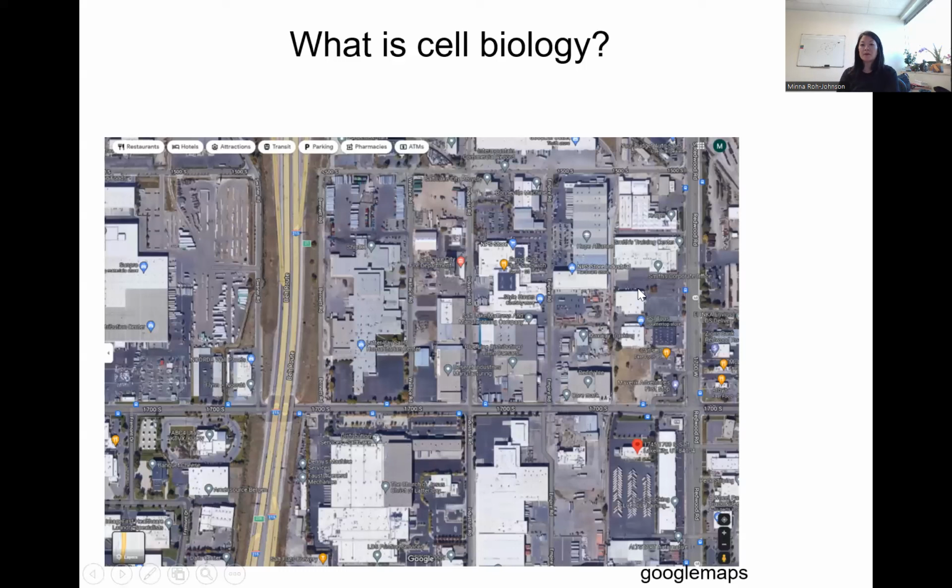And so when you think about how you might infer a function in a cell for a particular protein or a complex of proteins, you might be thinking, well, what if I were to look at the localization of those proteins in the cell? That will probably tell me what that protein is doing in that cell for normal behavior. And it's kind of akin to Google Maps.